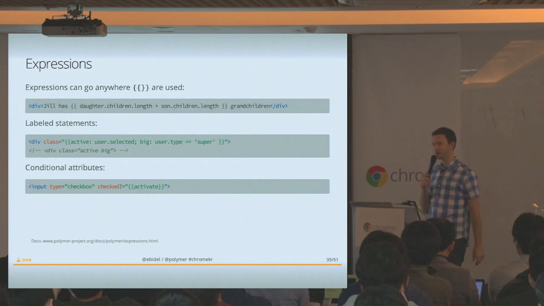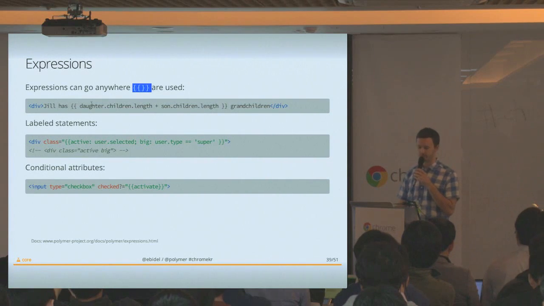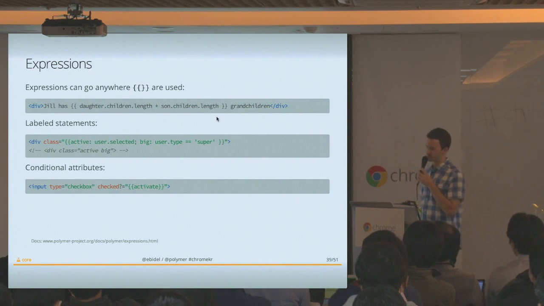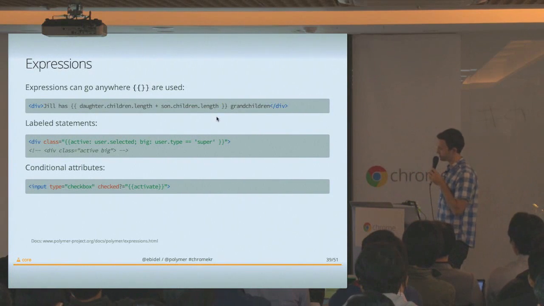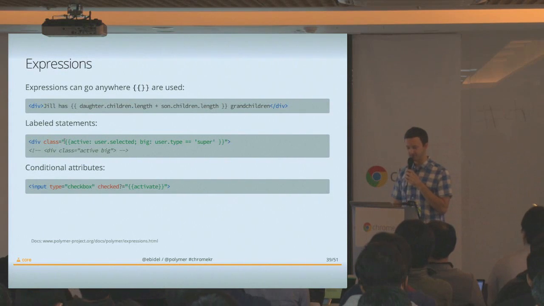Another feature we have is anywhere you use mustaches, these double mustaches for data binding, you can set up expressions. So you can do things like addition, right? Jill's daughter's children plus her son's children equals her grandchildren.